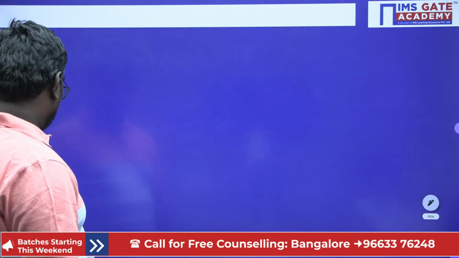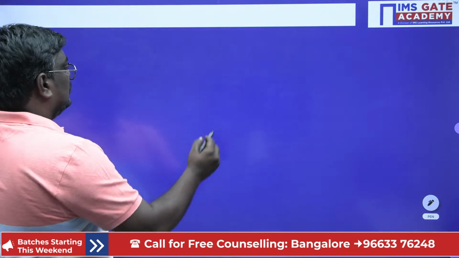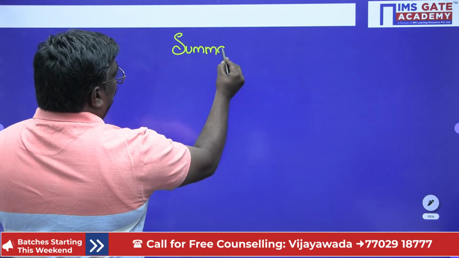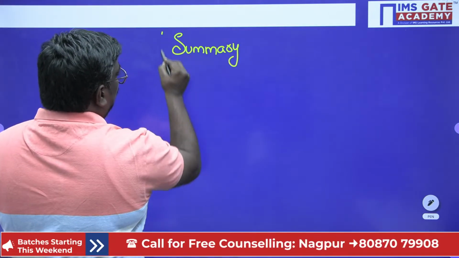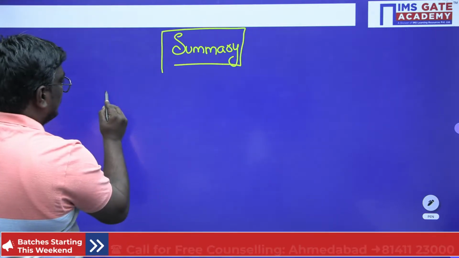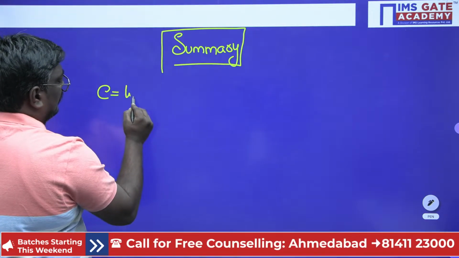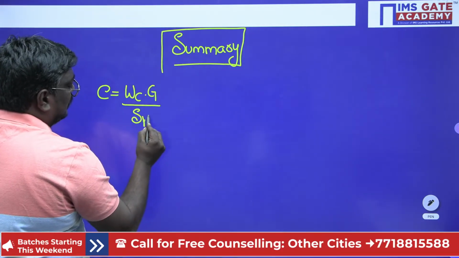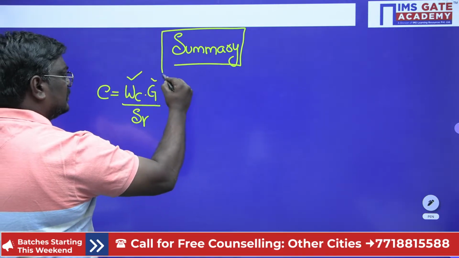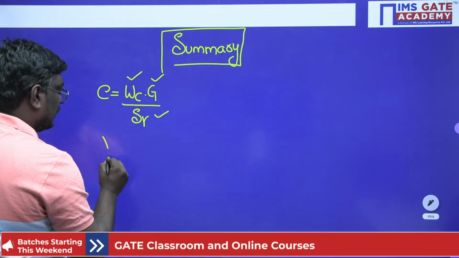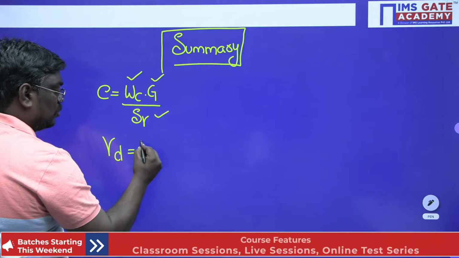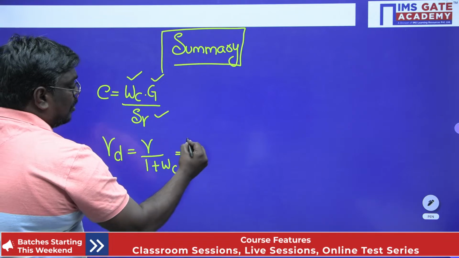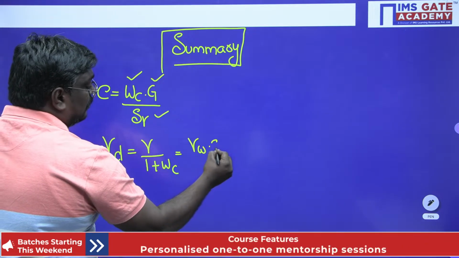Now see, students, I would like to summarize the concepts we have learned today. Mostly we have calculated the void ratio using the formula: void ratio is equal to water content times G upon Sr, where Wc is the water content, G is the specific gravity, and Sr is the degree of saturation. And for dry density, in most of the problems, gamma d is equal to gamma w into G upon 1 plus e.